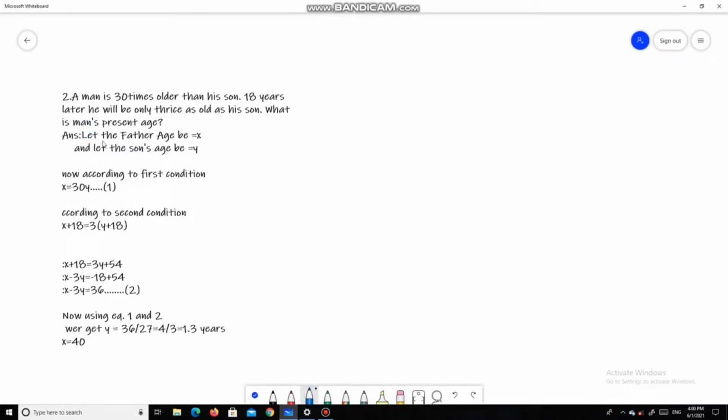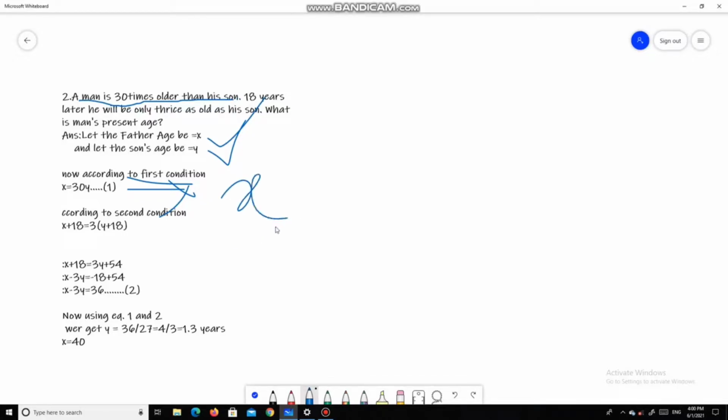So here, first we should write the statement, or we can consider it like: let the father's age be x and the son's age be y. We have to consider it because we have to form the equations in x and y. So now, according to the first condition, the man is 30 times older than his son.